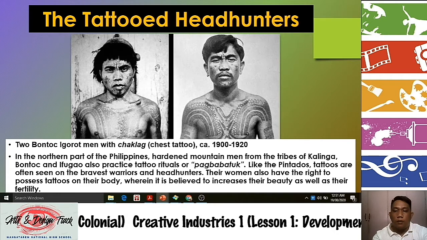and Ifugao, who also practice tattoo rituals or pagpapatak. Like the pintados, tattoos are often seen on the bravest warriors and headhunters. Their women also have the right to possess tattoos on their body, which are believed to increase their beauty as well as their fertility.